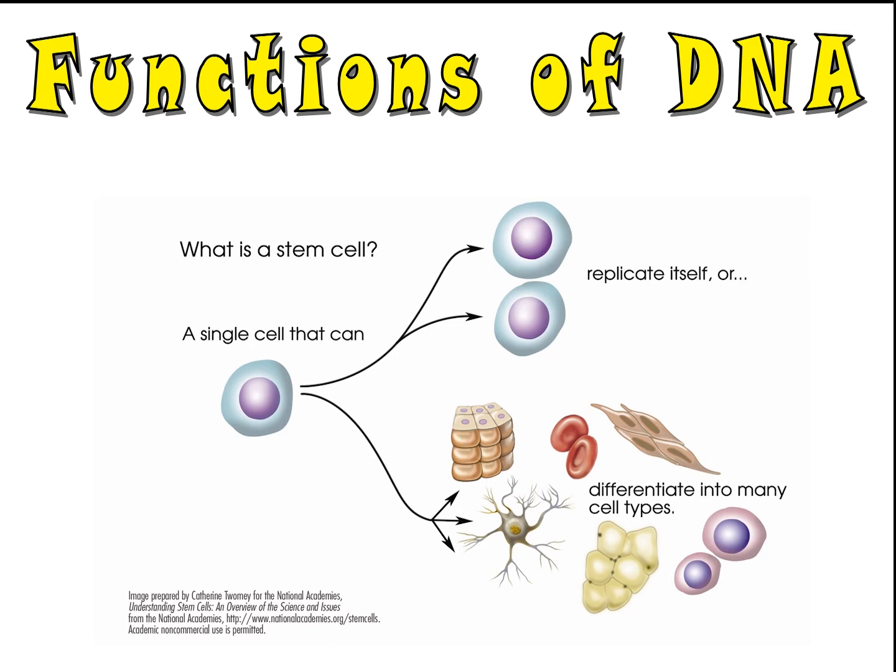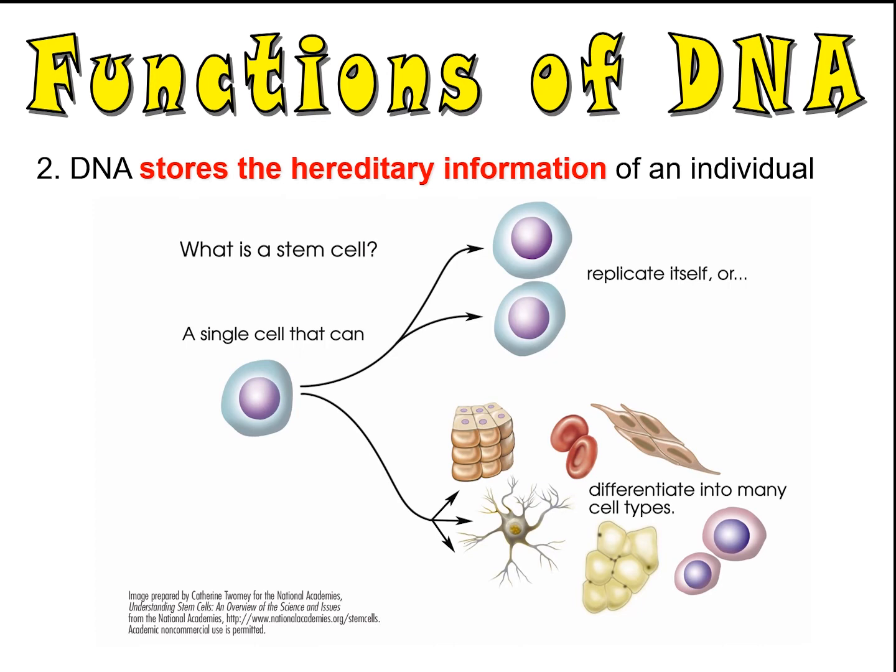Now, the second function of the DNA is to store the hereditary information of an individual. Okay? So, for instance, that single stem cell differentiates itself to become a red blood cell. Therefore, there's a specific information or command from the DNA inside that stem cell, resulting in the cellular differentiation of that particular stem cell.